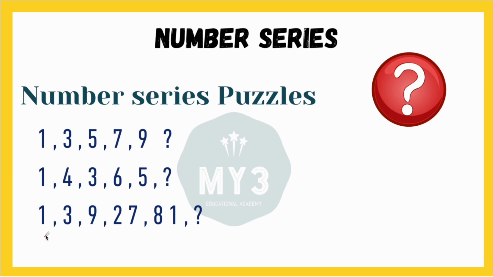Similarly, if you look at this 1, 3, 9, 27, 81, what is the next term? So 1, we can write it as 3 power 0, 3 power 1, 3 square, 3 cube and 3 power 4. The next one will be 3 power 5. What is 3 power 5? 243. So answer must be 243. So like that you are going to see the questions which are related to number series. We'll take few examples to understand this better.